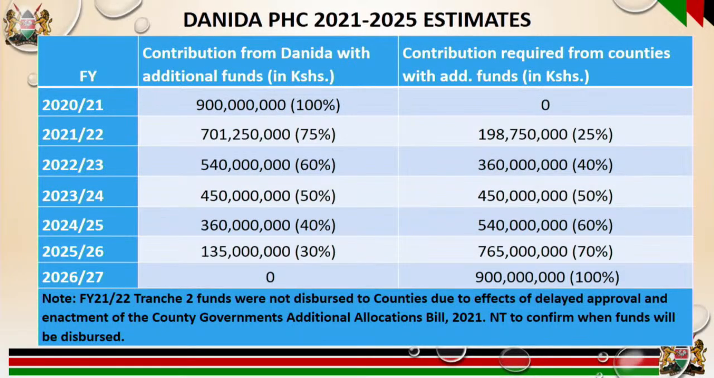Just as a snapshot, you can see how the counterpart funding modality will work over the years. From the previous financial year 21-22, where we had 75% from Danida and 25% from the counties, down to financial year 26-27, where the counties are expected to take up the overall funding for the program.